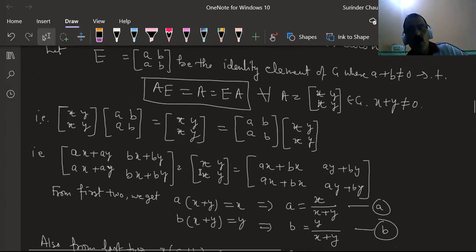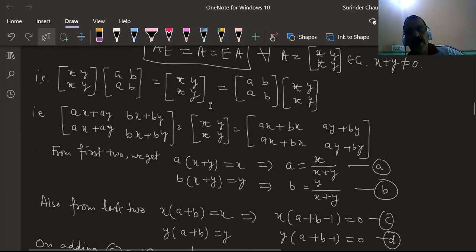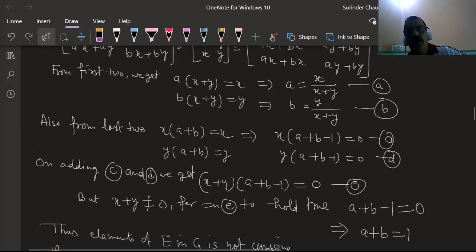When we compared the corresponding elements, we got a is equal to x upon x plus y, b is equal to y upon x plus y. Similarly, when we compared the second and third matrix, we got x into a plus b is equal to x, y into a plus b is equal to y. That is, x into a plus b minus 1 equals 0 and y into a plus b minus 1 equals 0. When we added equations C and D, we got x plus y into a plus b minus 1 equals 0, as this is common from both the terms.